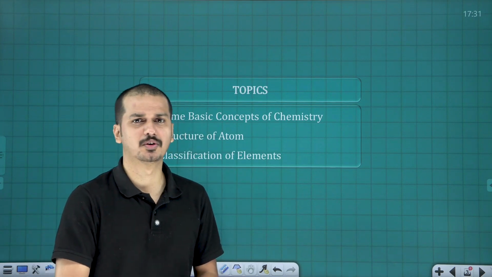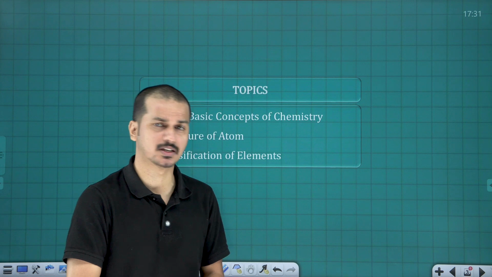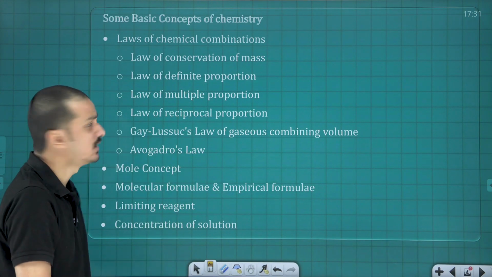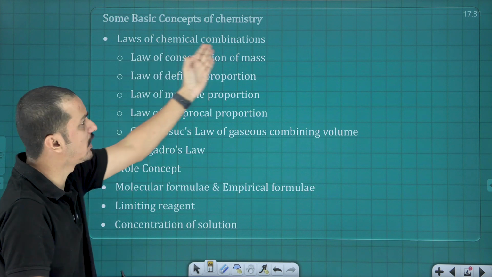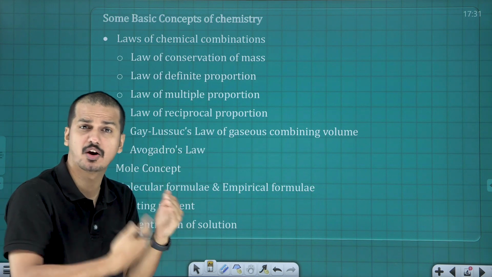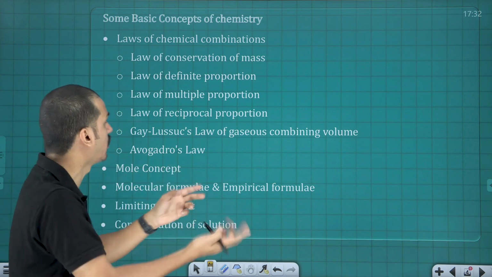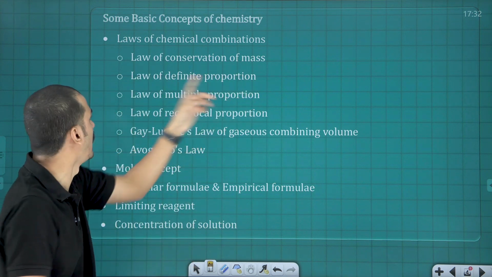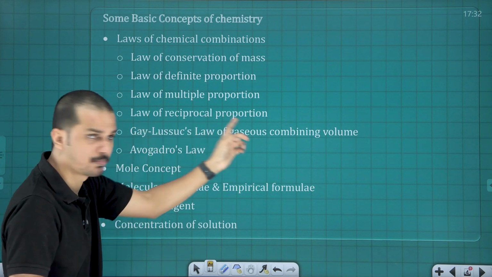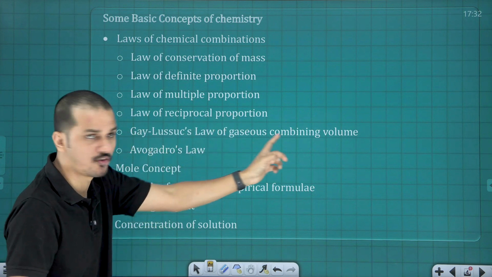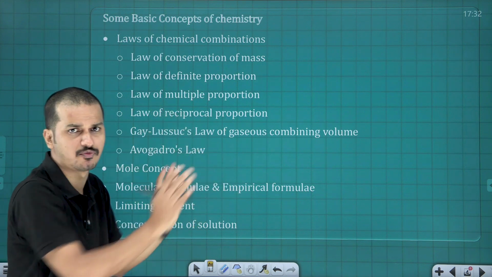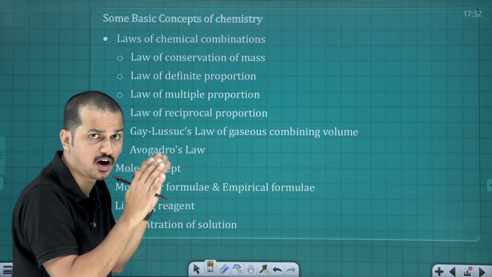So let's look at the important concepts of the chapter, some basic concepts. First, we have to discuss the laws of chemical combination. During chemical reactions, they follow a lot of laws, like law of conservation of mass, law of definite proportion, law of multiple proportion, law of reciprocal proportion, Gay-Lussac's law of gaseous combining volume, and Avogadro's law. About these laws, we must go through.